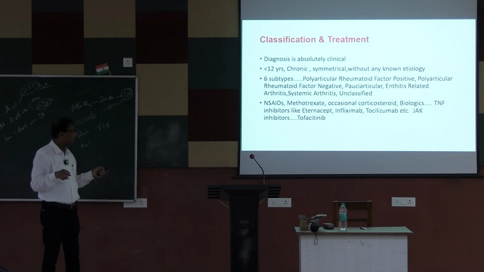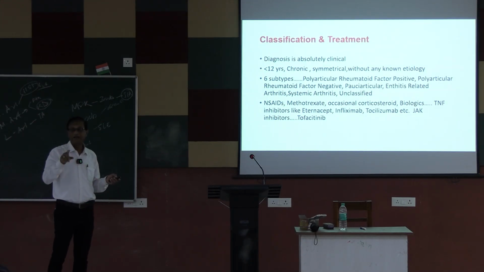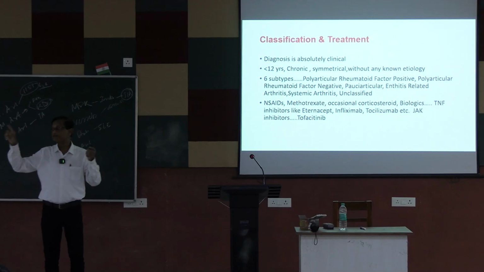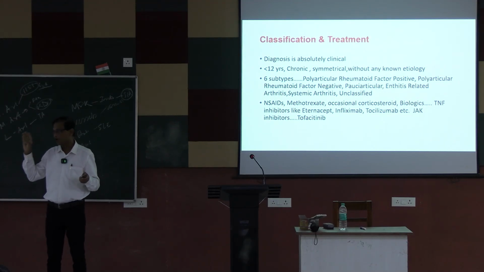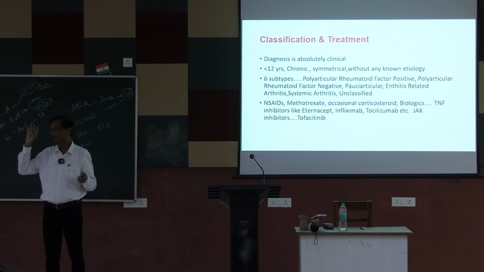It is a non-migratory additive bilateral symmetrical arthritis. So JIA is a chronic inflammatory arthritis: non-migratory, additive, bilateral, symmetrical. So these are the features.